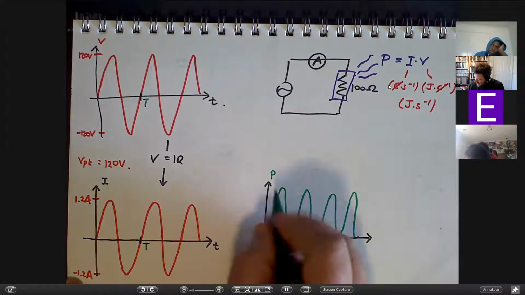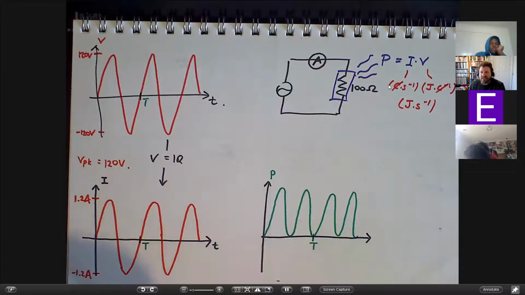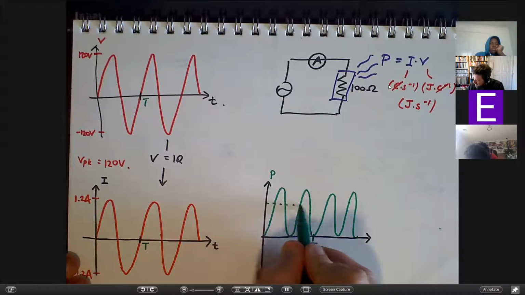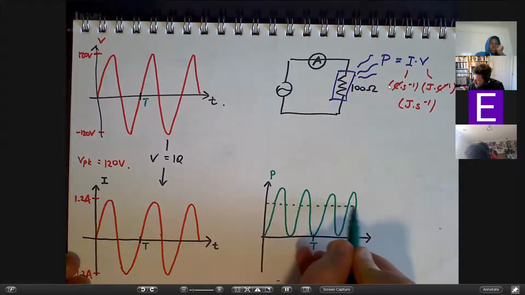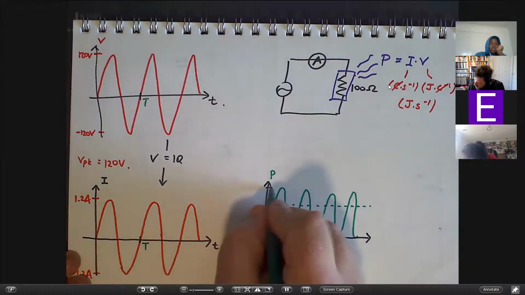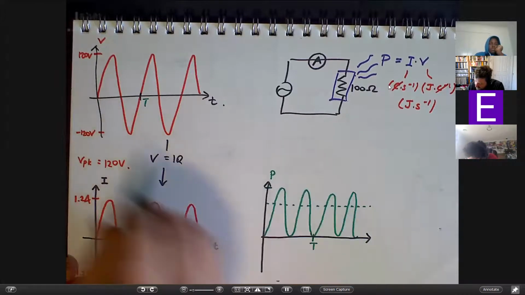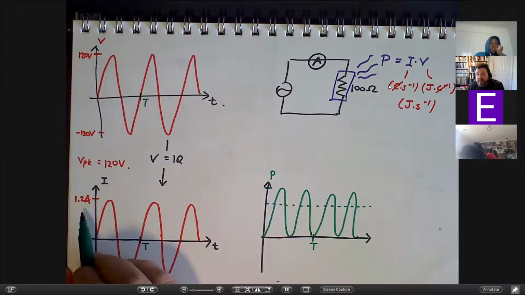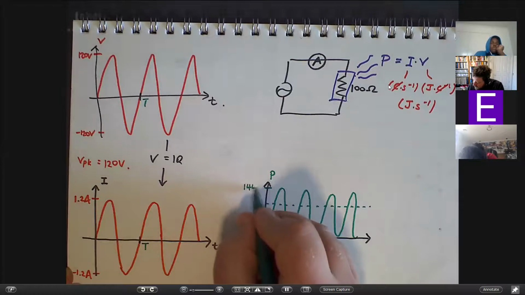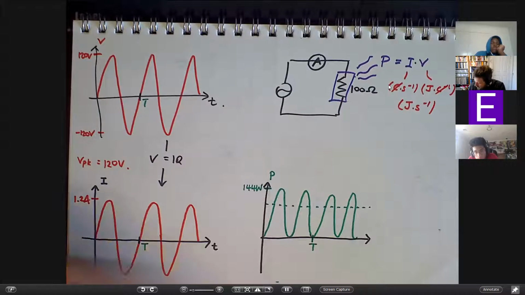And what we really want is the average amount of power, because this is happening like 50 times per second, so we don't even notice that fluctuation. What we really want to know is, what is this average here? All right, well, hold on. Let's look at what the peak is. The peak is going to be 120 volts times 1.2 amps. So that's going to be 144 watts is the peak amount that we're getting out here. But we're also sometimes getting zero.